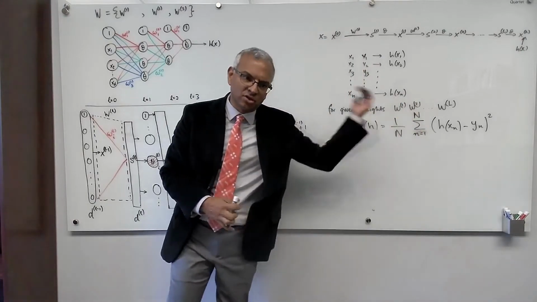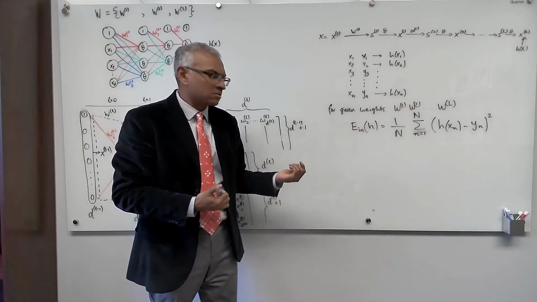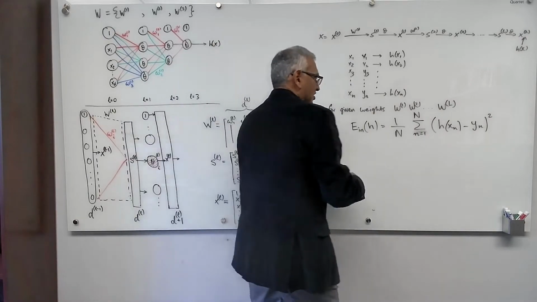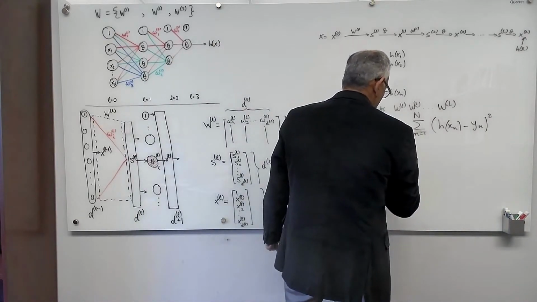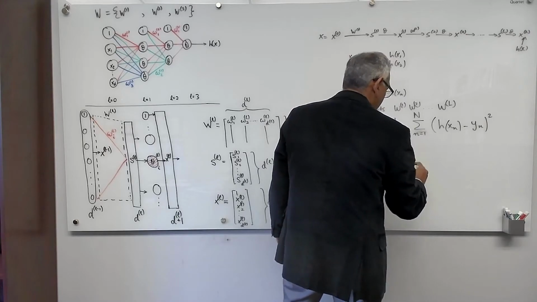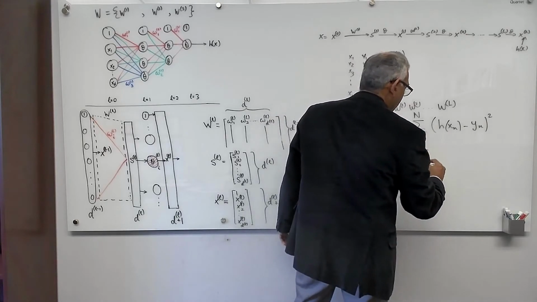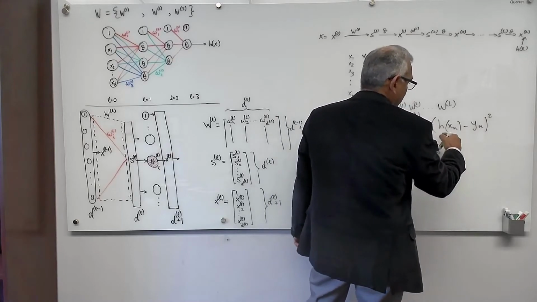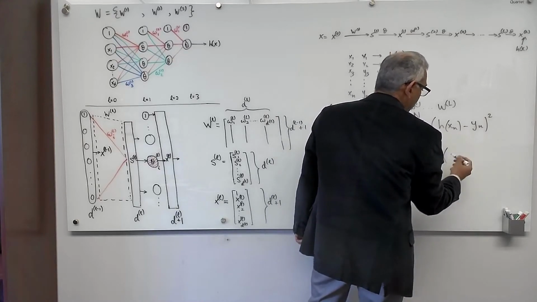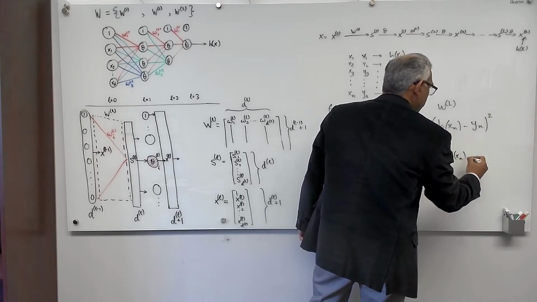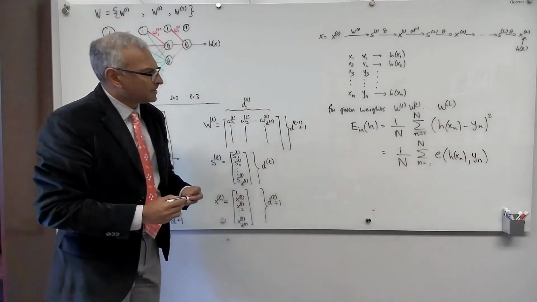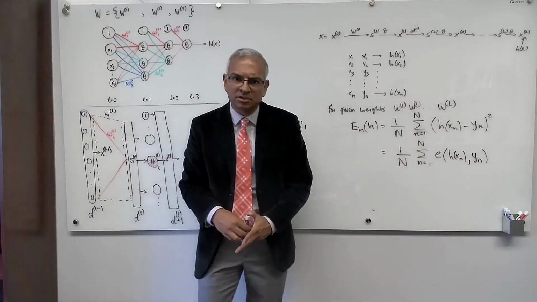Actually, classification error is also a squared error, but if we were doing logistic regression, this would be the cross entropy error. So we can, in general, write the in-sample error as 1 over n, the sum from n equals 1 to big N of some error function which is computed for h of xn and yn. Okay, what's the goal now?